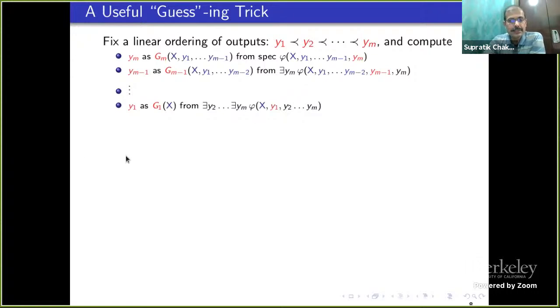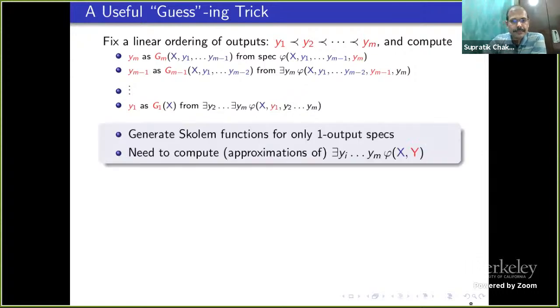And this sounds like a reasonable strategy, except that there are these 2 subproblems that we have to solve. One is in each of these cases, I'm basically generating a Skolem function for a 1 output spec. In each of these specs, there is a single output colored red.